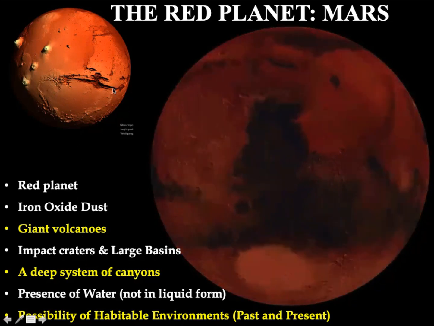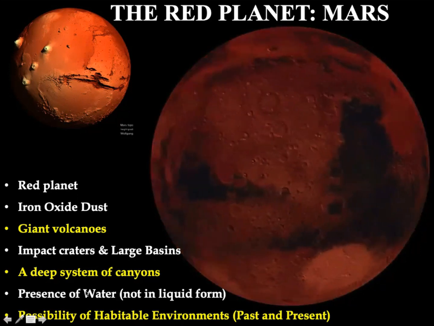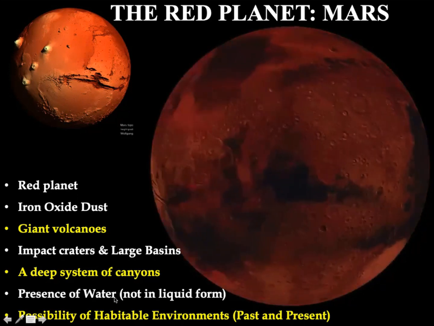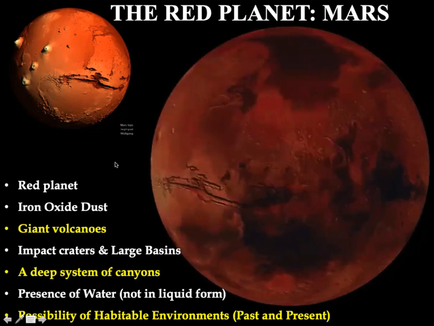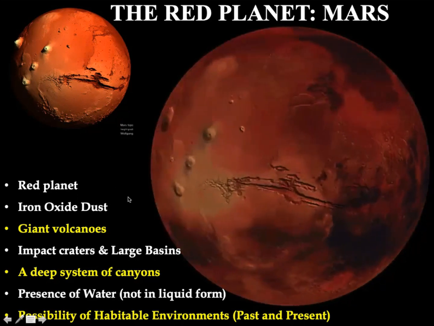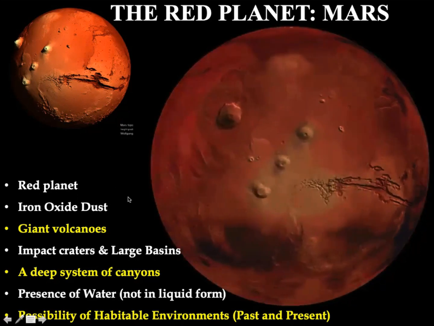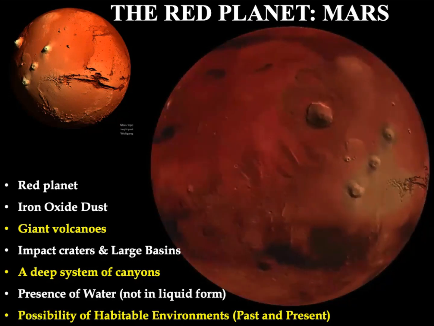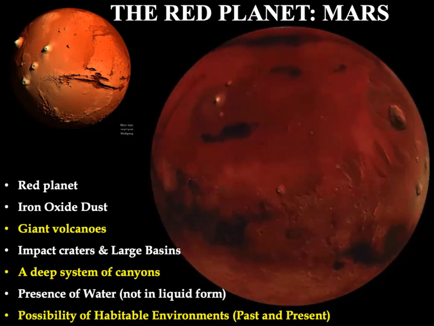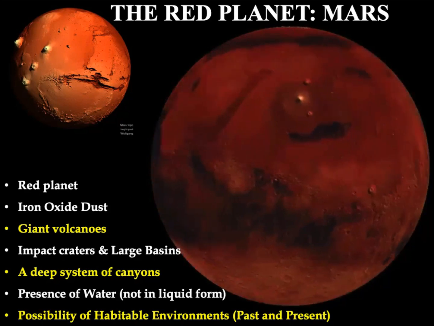Then a deep system of canyons are also there. And we have a lot of evidence for the presence of past water in the case of Mars. Because of that, planetary scientists consider it a potentially habitable planet, where a lot of habitable environments exist, both past and present.